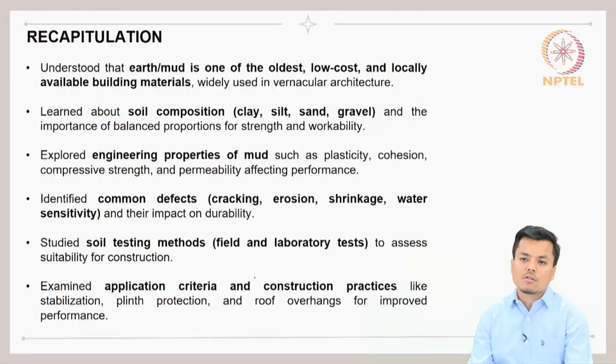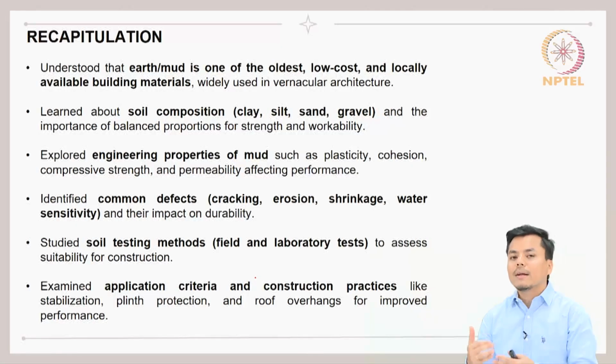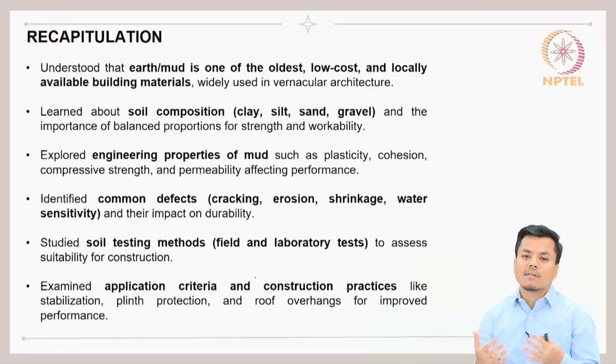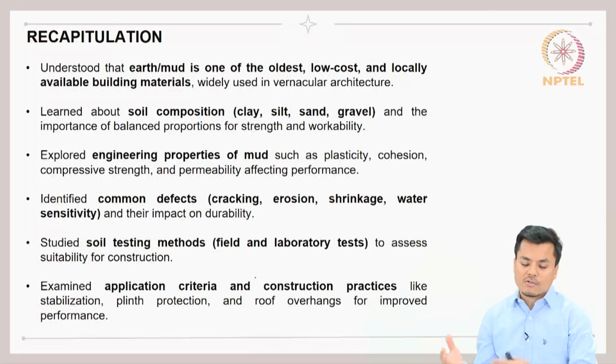Along with that, we have understood and explored some engineering properties of mud, such as plasticity, cohesion, compressive strength, and permeability, which affect the overall performance of the earth construction. Then we also understood different defects that occur in earth construction. So, what are the common defects? Mostly we saw that cracks were developing in the earth construction if there is no proper curing, or if there is fast drying of the earth. So, with that, the issue of cracks started developing on the surface.